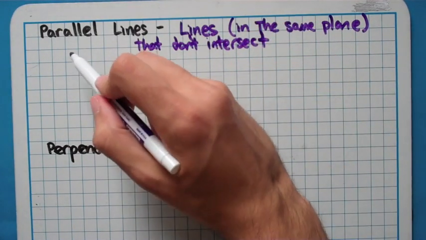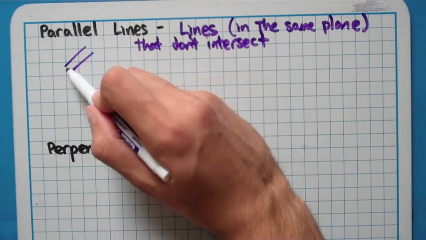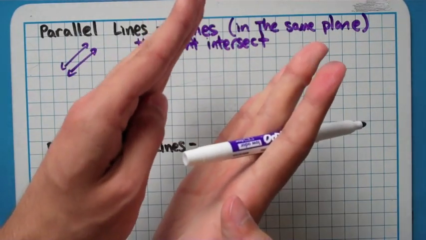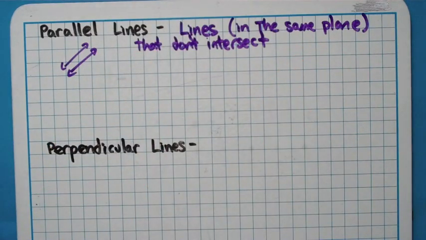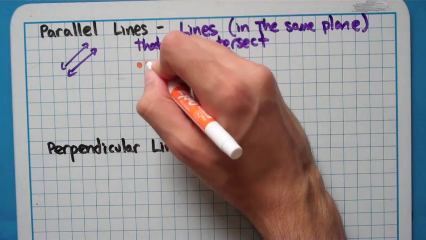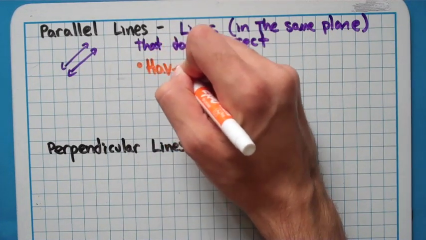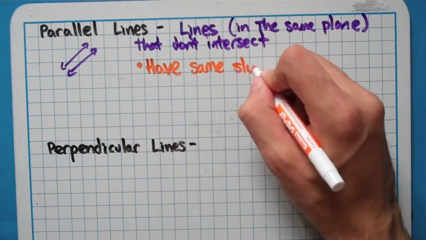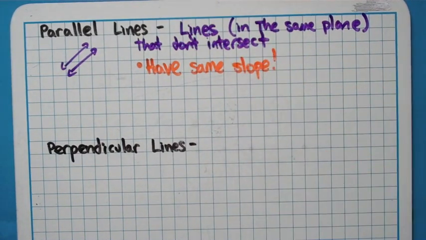So parallel lines would be things like these right here. Those lines are going to go on forever without ever crossing. They kind of stay the same distance away from each other as they go on. The big thing with parallel lines is that they have the same slope. And I will show an example of that. So parallel lines have the exact same slope.